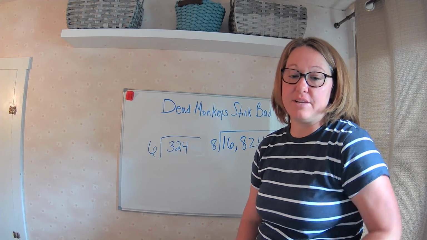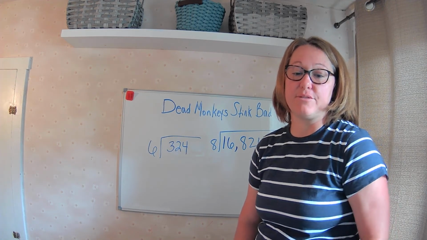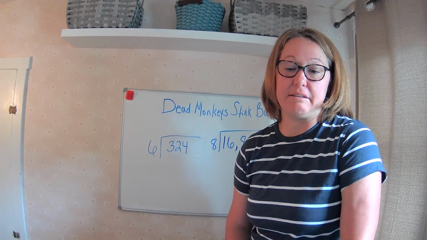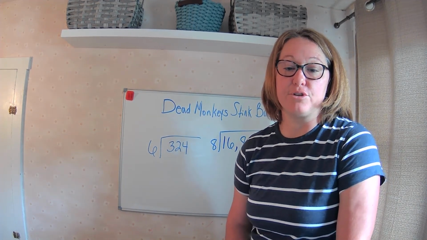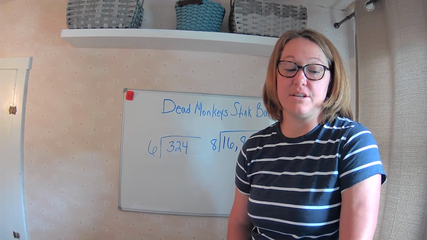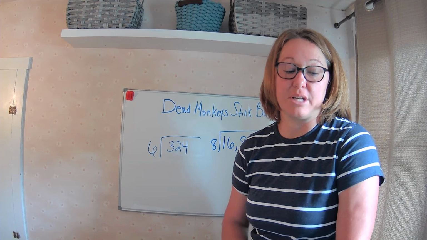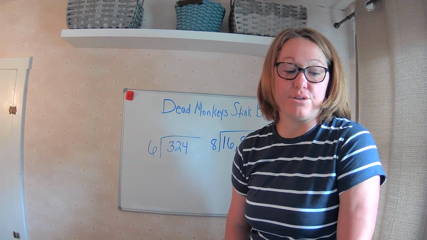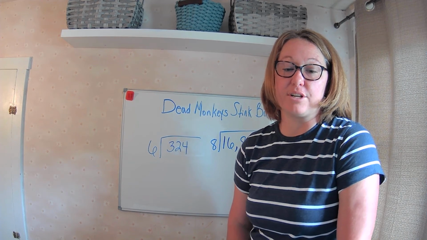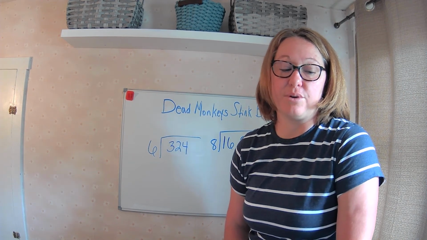All right, before we leave, let's go over our multiplication family of the fours again. 4 times 1, 4. 4 times 2, 8. 4 times 3, 12. 4 times 4, 16. 4 times 5, 20. 4 times 6, 24. 4 times 7, 28. 4 times 8, 32. 4 times 9, 36. 4 times 10, 40. 4 times 11, 44. 4 times 12, 48.